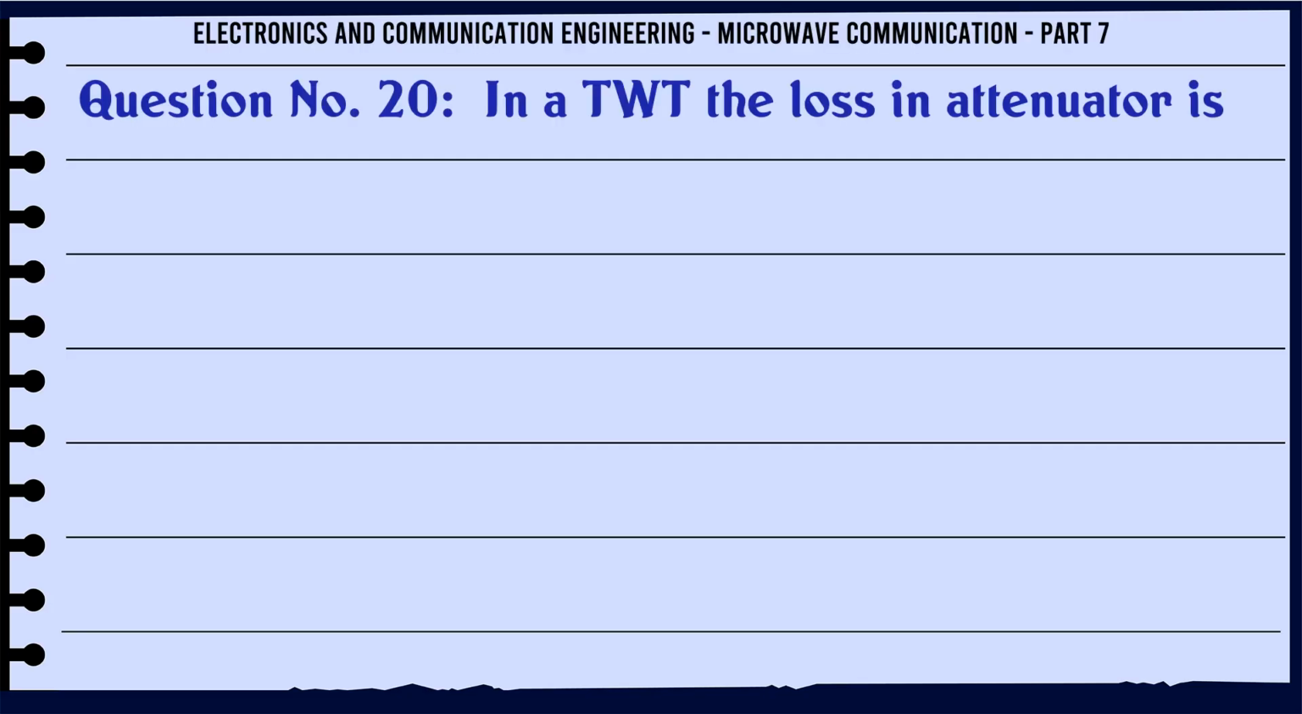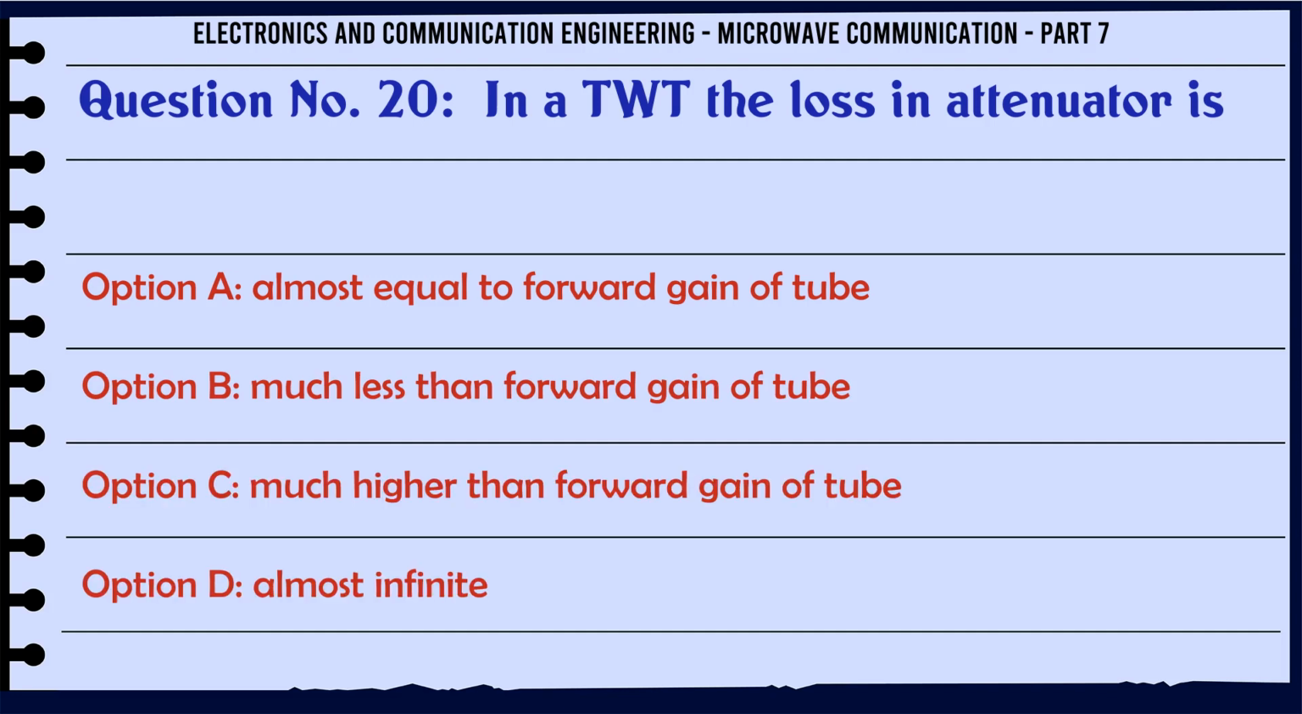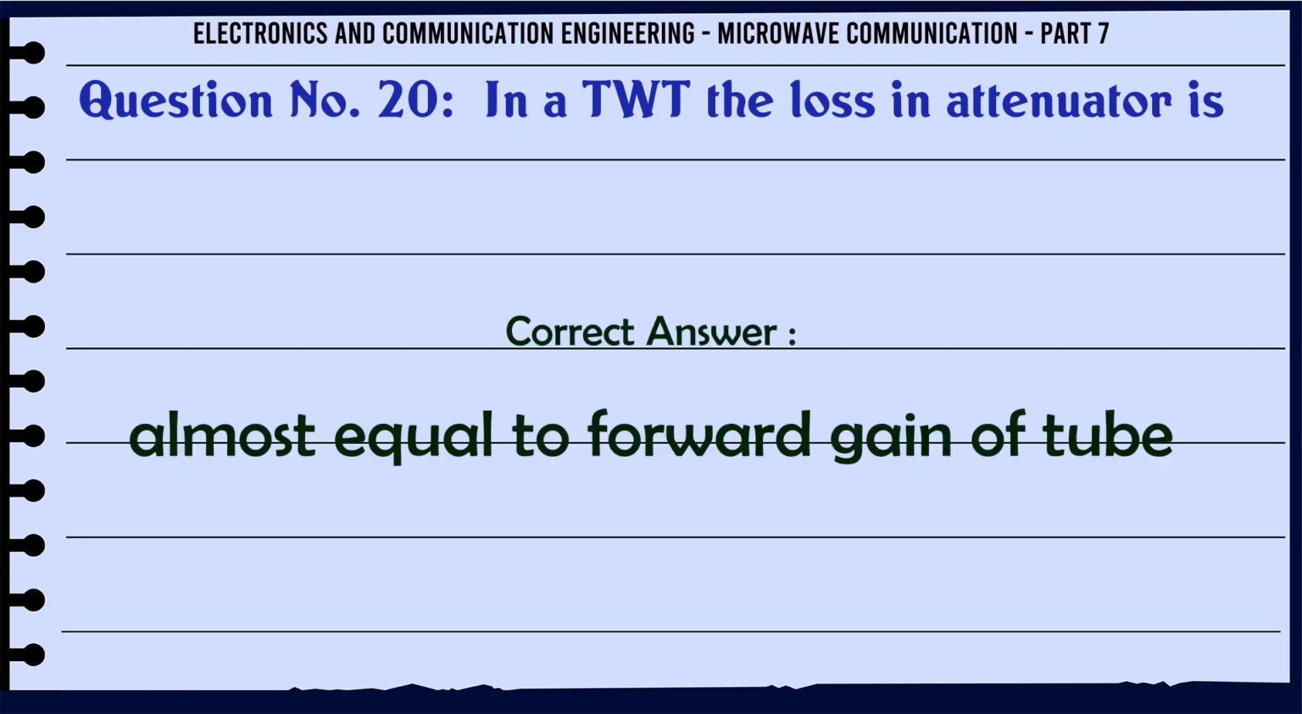In a TWT the loss in attenuator is A. almost equal to forward gain of tube, B. much less than forward gain of tube, C. much higher than forward gain of tube, D. almost infinite. The correct answer is almost equal to forward gain of tube.